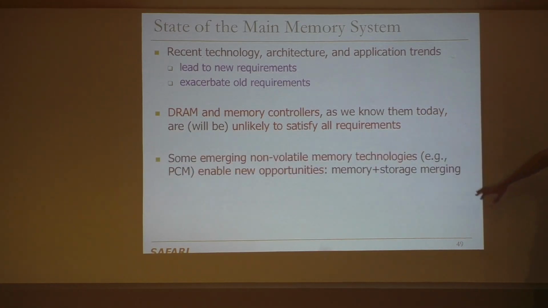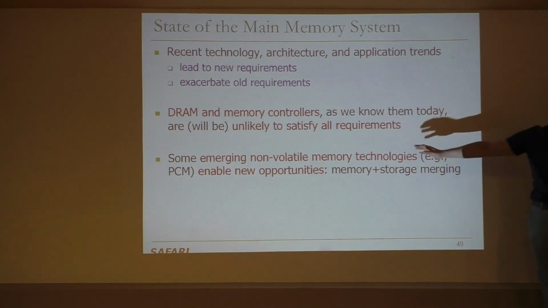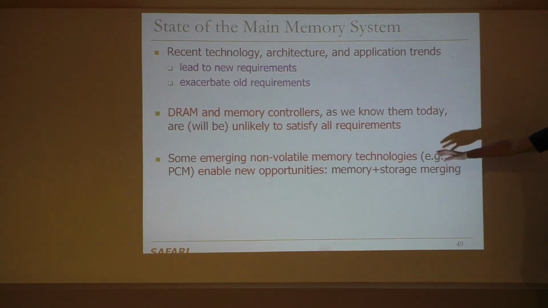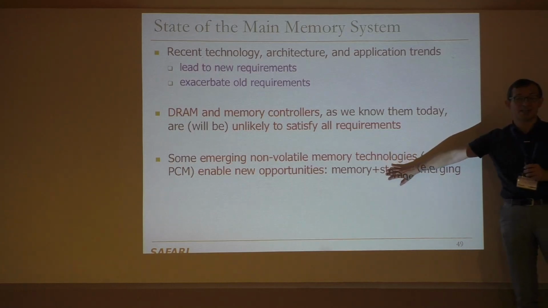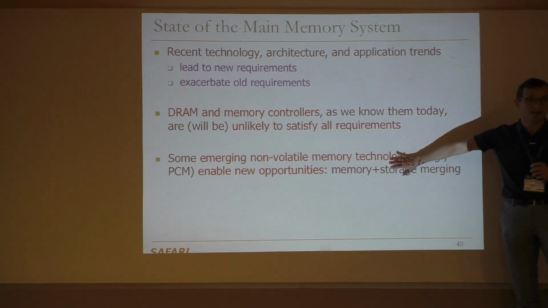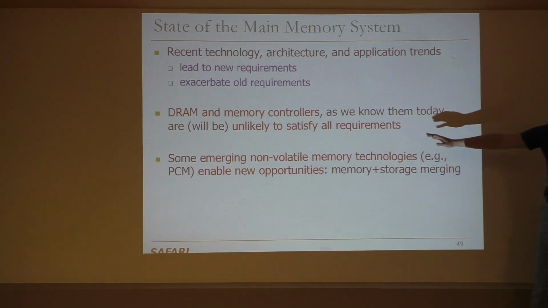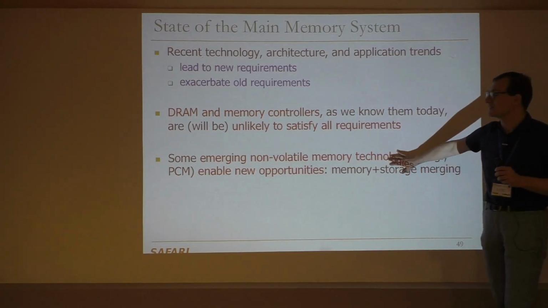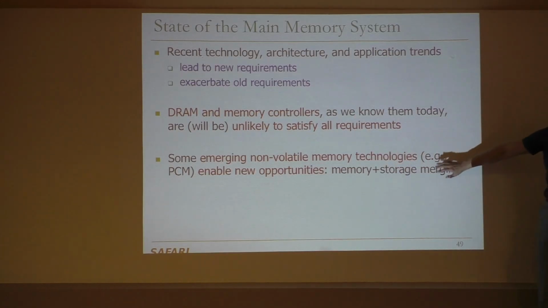And on top of this, there are some emerging memory technologies that enable some new opportunities. These are some emerging non-volatile memory technologies like phase change memory. Intel 3D XPoint is an example of that. They enable some better scaling and other opportunities. I think this is very important, but I'm not going to spend a lot of time on this one because we just don't have enough time in this course. But this is also fascinating, and they could also satisfy some of these requirements better.